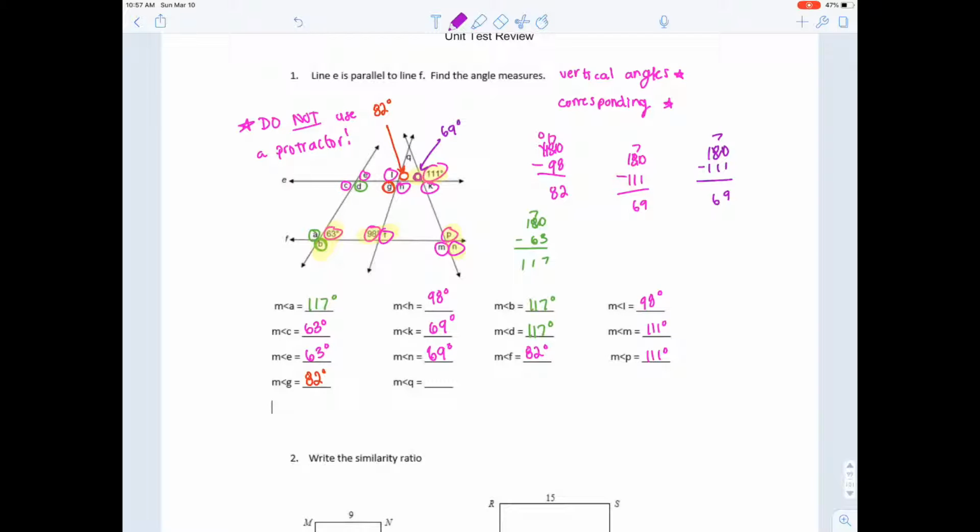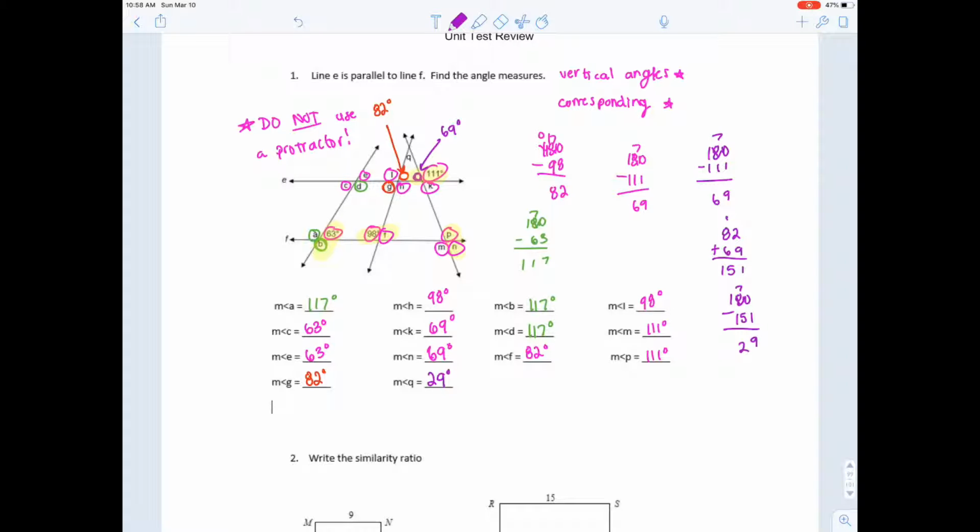All right, so I have an 82 degree angle, I have a 69 degree angle. Now let's figure out what angle Q is. First, let's add 82 and 69. It's going to be 11, 14, 15. So I'm at 151. How much do I have left over? 180 minus 151. That's 29 degrees. So angle Q is 29 degrees.